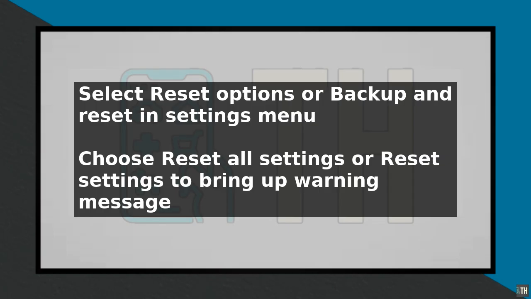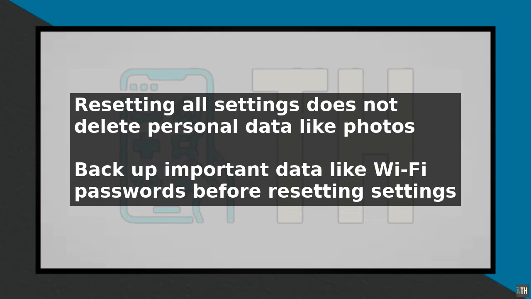Before you reset all settings, make sure to back up any important data, such as your Wi-Fi passwords. To avoid losing them, you can use a third-party app or a cloud service to back up your data.